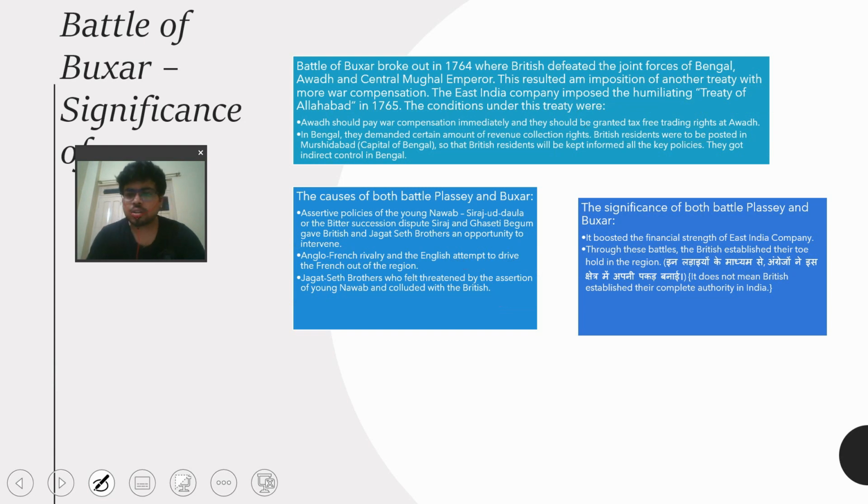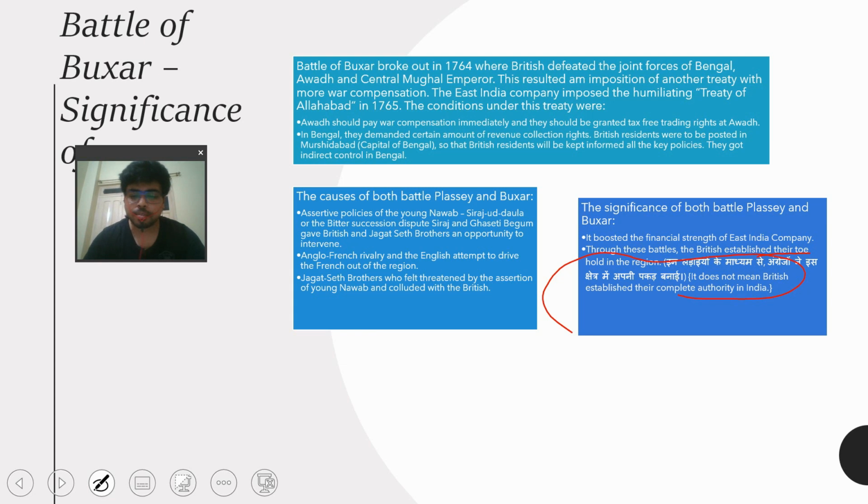What was the significance of both the Battle of Plassey and Buxar? It boosted the finances of the East India Company. That is 100% true, I've already seen that. Through these battles, the British established their toehold in the region. It does not mean the British established their complete authority in India, because there were others, like the Marathas, who were not under their control.